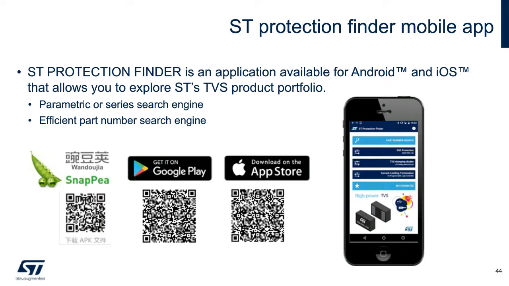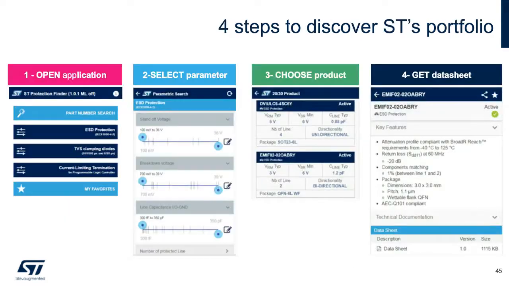You just need to open the ST Protection Finder application on your phone, entering the product family you want to search in, for example, ESD protection. In the second step, you narrow the parameters needed for your application, and you select from the preselected protection devices the best fitting product for your needs. Web links to the datasheet and the online documentation are also reachable through this app.